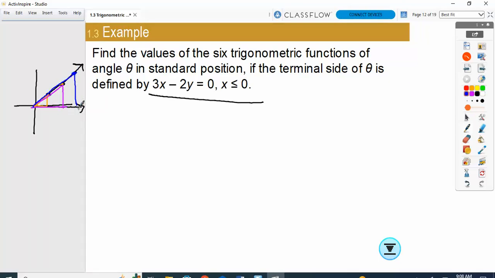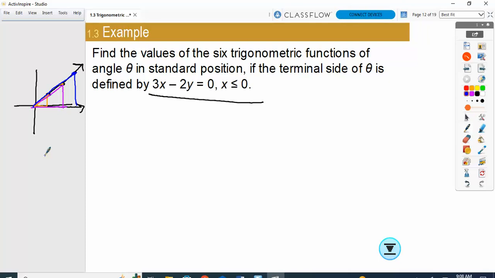So every one of us could pick a different point on this line, and we would have different x, y, and r values. But what kind of triangles are these? What's true about it? They're all right triangles. Do they have the same angle measurements? Yes, so they're similar triangles.